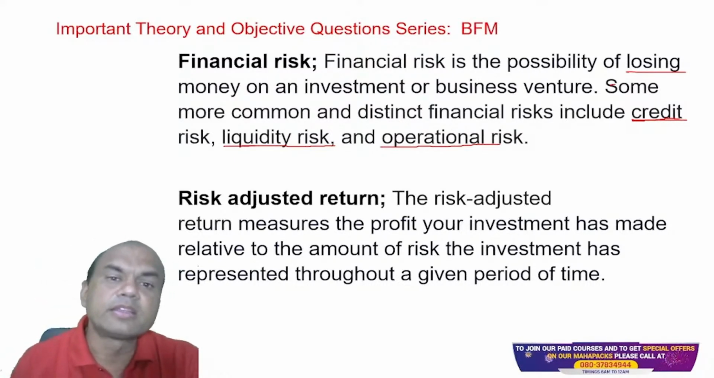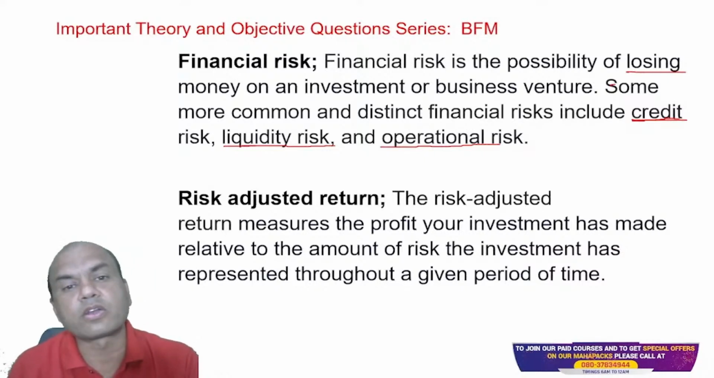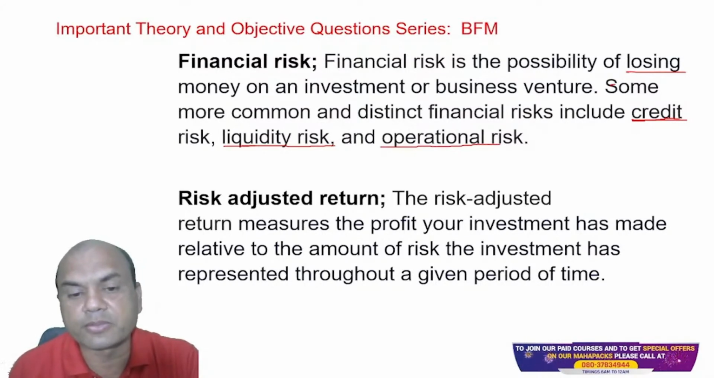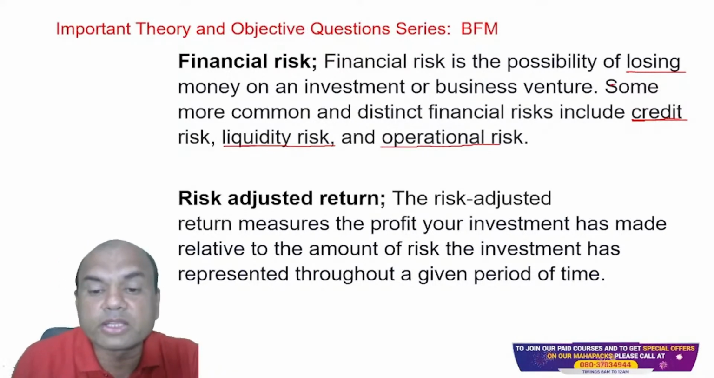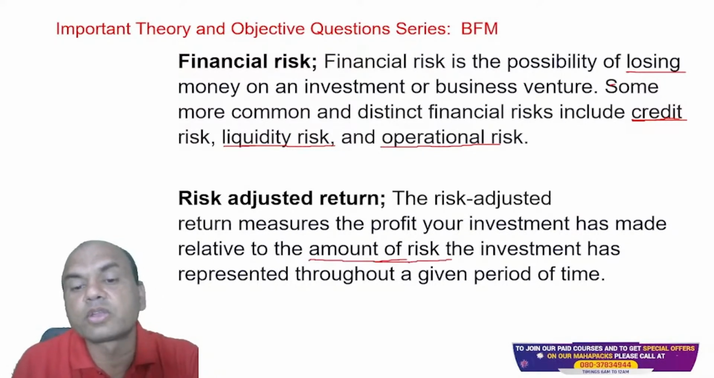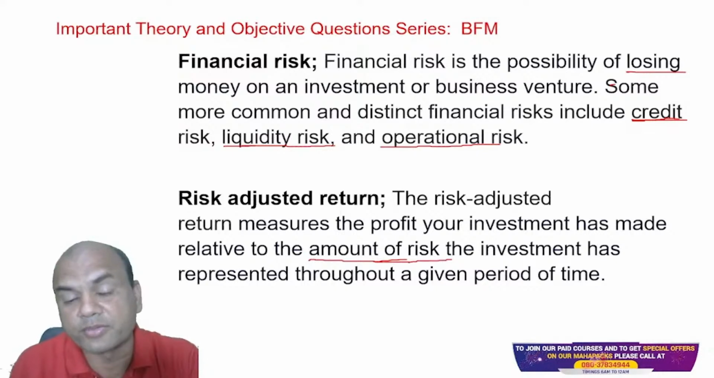So that's why the returns from those mutual funds are always called risk adjusted returns. The risk adjusted return measures the profits your investment has made relative to the amount of risk the investment has represented throughout the given period of time. So what is the risk involved in this investment? Relative to the amount of risk, that is important.